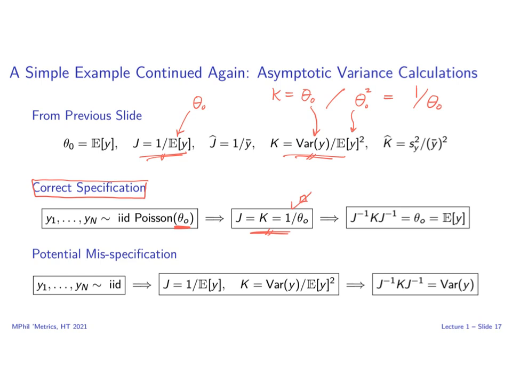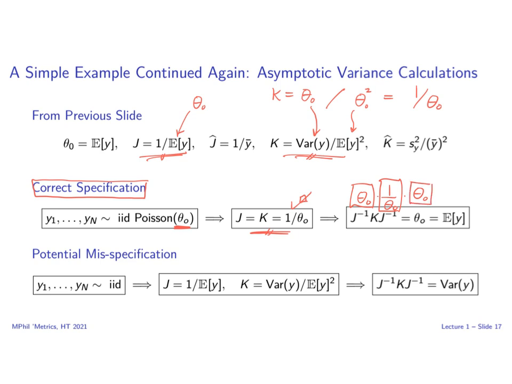And indeed, J inverse times K times J inverse simplifies under correct specification. So what do we obtain? J inverse is theta naught. So we have theta naught times K, which is 1 over theta naught, times yet another J inverse.